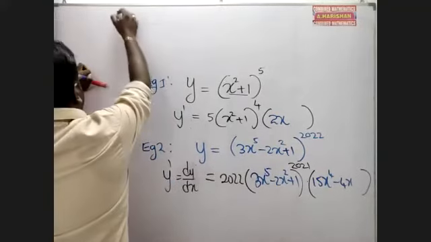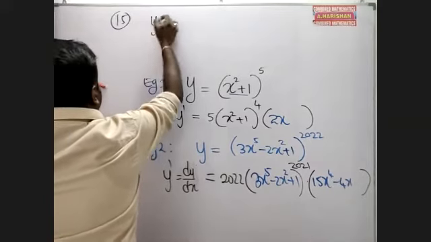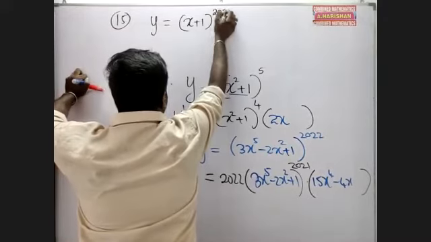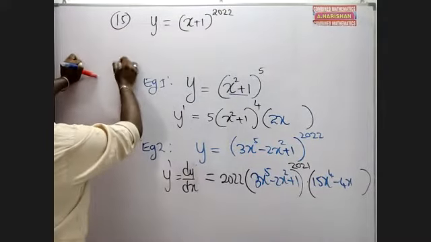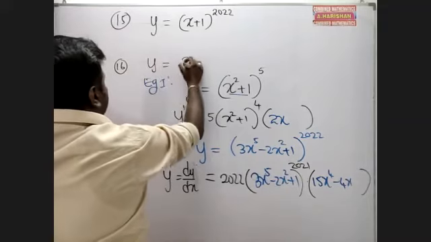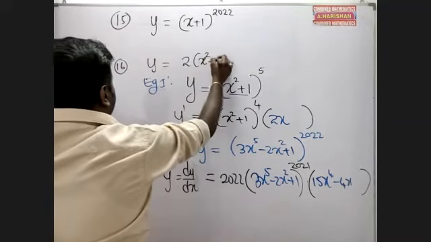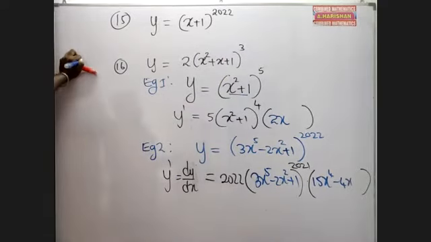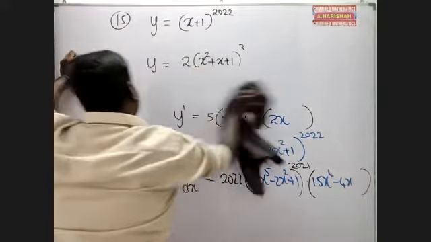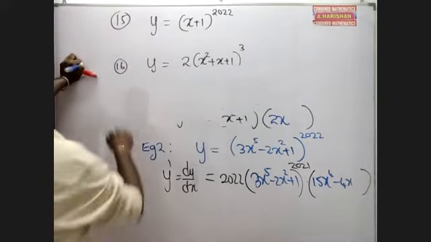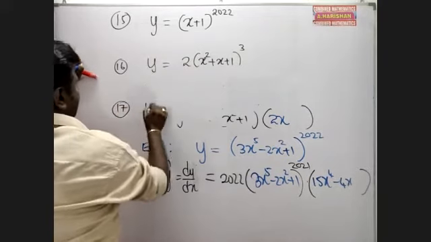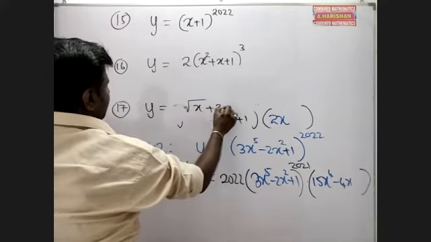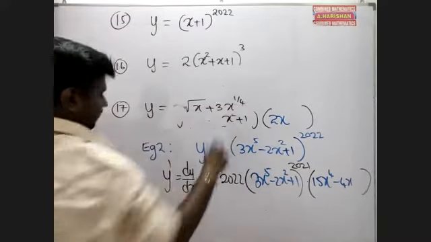So 15, write down 15. Let's see, now you all are okay. Y equals (x plus 1) to the power 2022. 16. Y equals 2x squared times (x plus 1) cube. Okay. 17. Y equals square root of x plus 3 into x to the power 1/4.